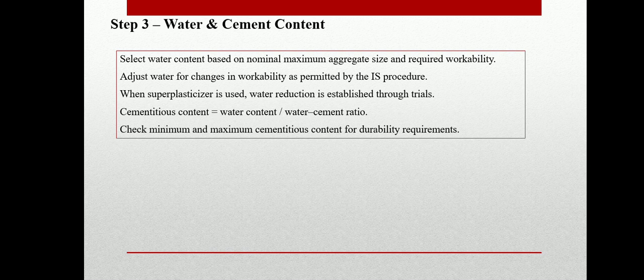Step 3 is to calculate water and cement content. We select the water content based on the nominal maximum aggregate size and the required workability. Larger aggregate generally needs less water for the same workability. This water content can be adjusted for changes in the required workability following the procedure laid out in the IS code. If a superplasticizer is being used, the actual water reduction achieved needs to be established through trials rather than assumed. Once we know the water content and we have already selected the water cement ratio from step 2, the cementitious content follows directly. It is simply the water content divided by water cement ratio.